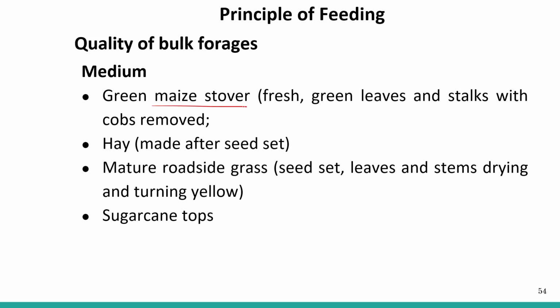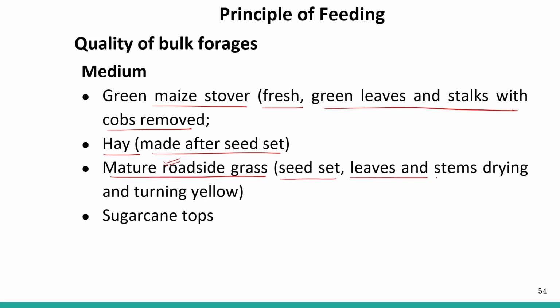Green maize stover also comes in this category when they are fresh green leaves and the stalk with the cobs removed. Hay made after the seed set. Mature roadside grasses: some roadside grasses are also used as a supplementary feed. So seed set, leaves and stems drying and turning yellow. At this particular stage they can be cut. And the sugarcane tops also, which have a lot of leaves, can be used as a medium supplementary feed.